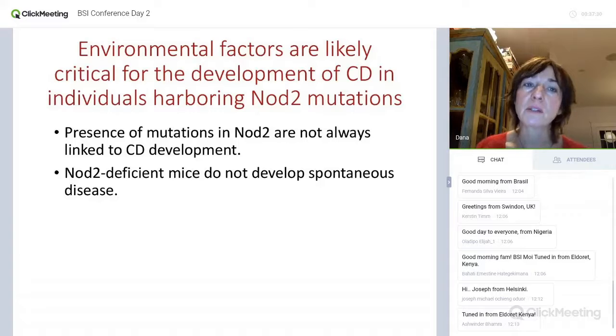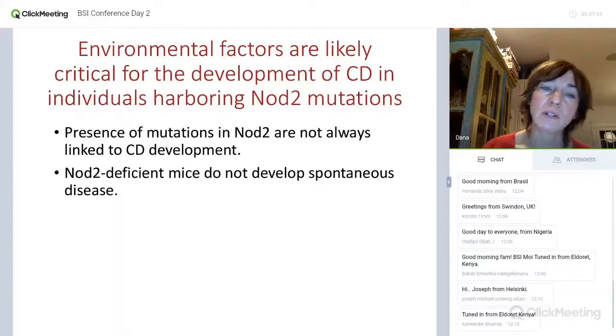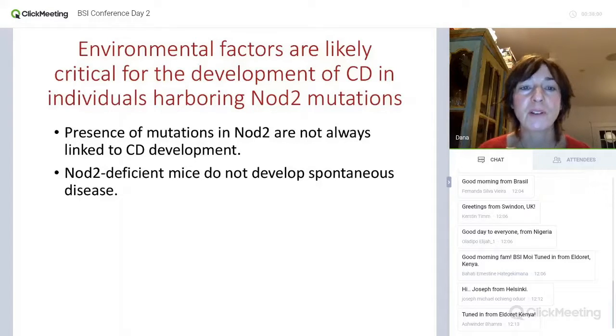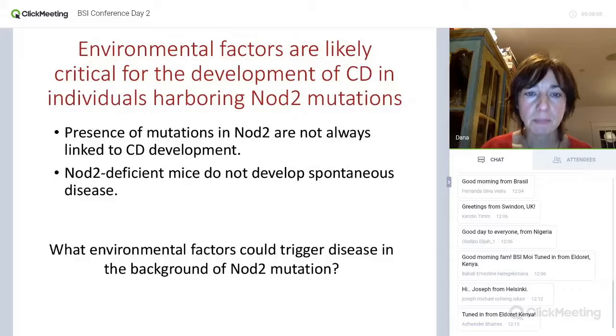So that's kind of the genetic side of things with Crohn's, but we know that there are a number of environmental factors that are likely critical for the development of Crohn's. And we know that because there are individuals that have these Nod2 mutations that don't develop Crohn's disease, so it's not 100% causative, as well as the fact that we have all sorts of Nod2 deficient mice in different tissue types and whole body knockouts. And these mice do not develop spontaneous disease. So you really need a trigger in order for those mice to develop disease.